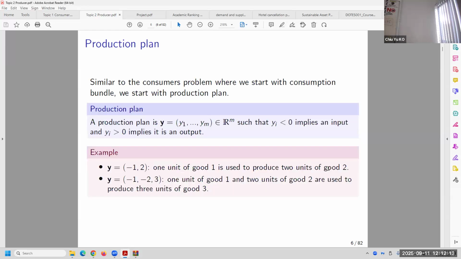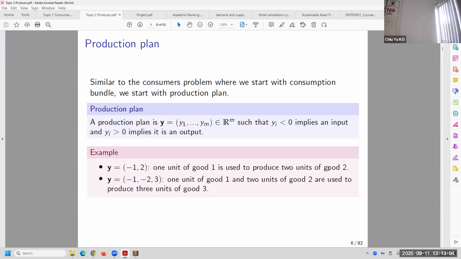And to illustrate this, in math it will be the following. Now we are also in the m-dimensional space. And now we relax the idea that goods are non-negative. Negative is very simple: negative means this is your input, positive means output. So if we write y = (-1, 2), it means that we use 1 unit of good 1 to produce 2 units of good 2. If we have this, it means I spend 1 unit of good 1 and 2 units of good 2 to produce 3 units of good 3. So this is very generic, right?